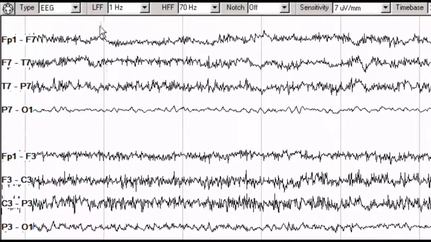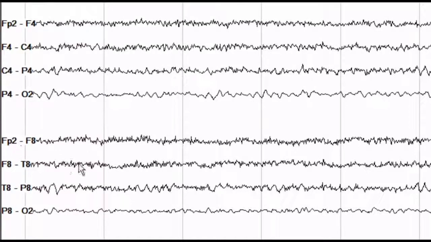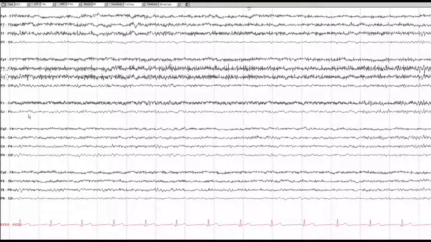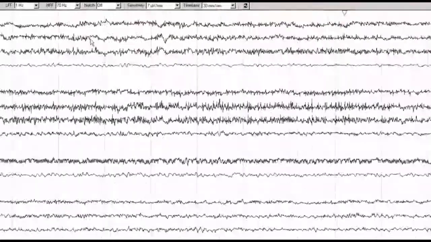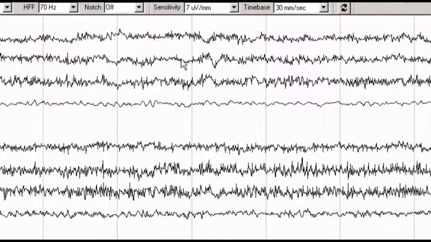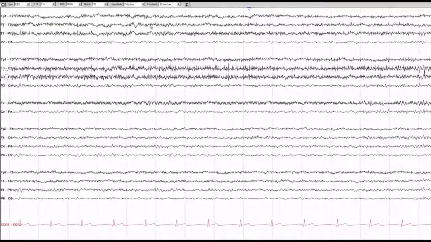In the anterior temporal regions on the left side, there is a hint of a theta or delta wave, which we do not see in the analogous region on the right. Moving forward a few seconds, take a look at the left temporal region in this 3 seconds. Again, compare it to the analogous head region on the other side. Here we can see that there are several waveforms in the theta and delta range that we see on the left, especially in the left anterior temporal region, that we do not see on the right.